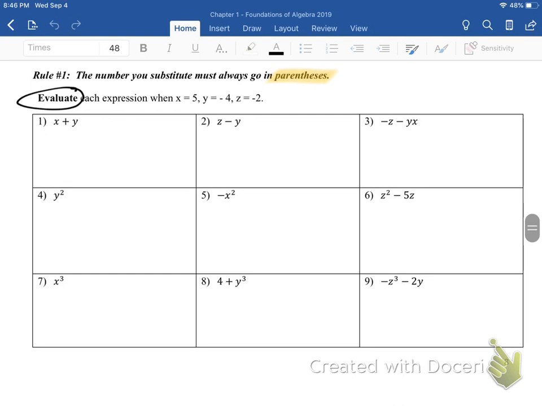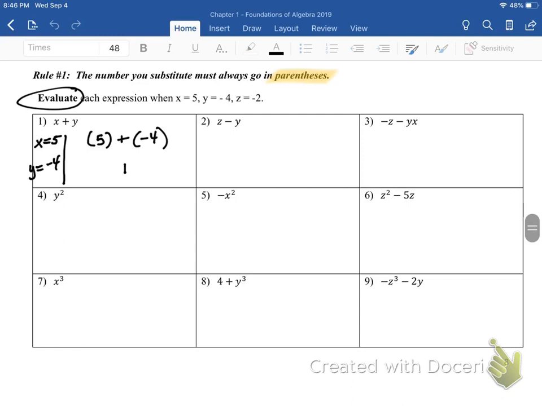For example, if I have x plus y, I see x here is 5. I'll write that down, and y here is negative 4. Okay, so basically that's going to be 5 plus negative 4. Now it's true that these parentheses are not really necessary if you have a positive, but they're usually necessary if you have a negative. So if I add that up in the calculator, that's clearly going to be 1.